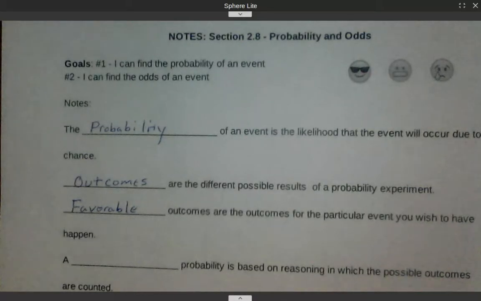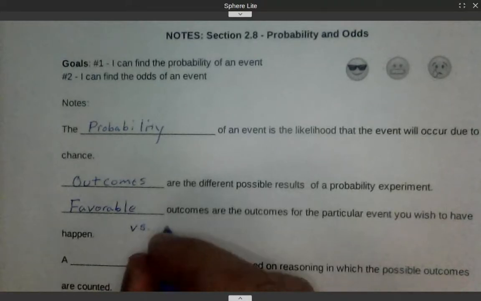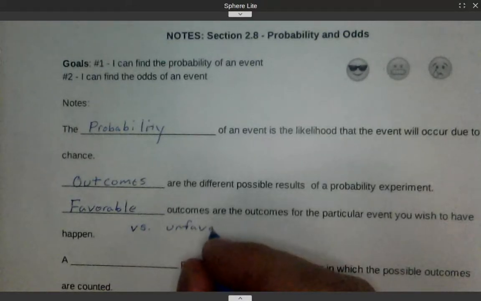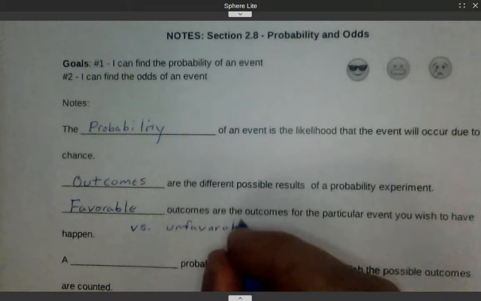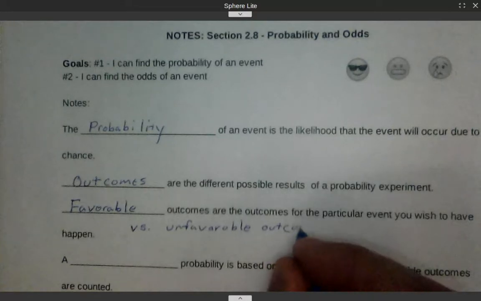The ones that we don't want to happen are unfavorable outcomes. So that would be the opposite of a favorable. We have the unfavorable outcomes.